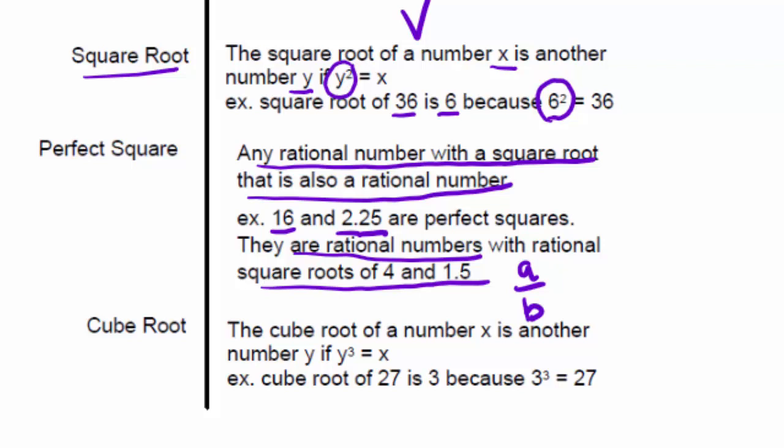Cube root is similar to a square root, except the cube root of a number x is a number y if y raised to the third power, instead of the second power, is equal to x. So an example there, the cube root of 27 is 3 because 3 when raised to the third power gives you 27. So the cube root of that goes back to 3.